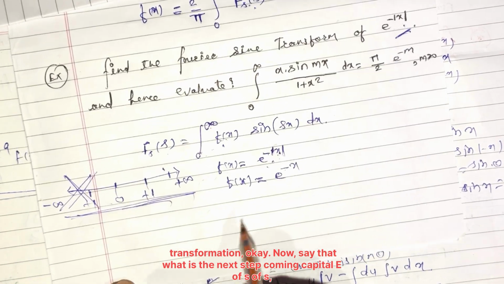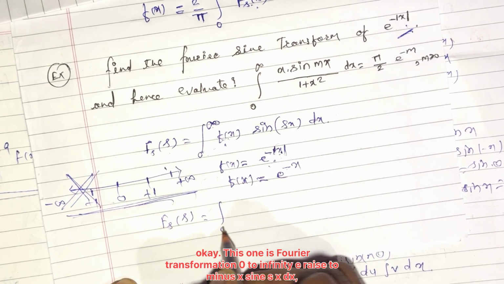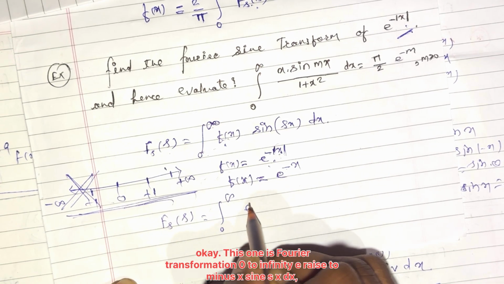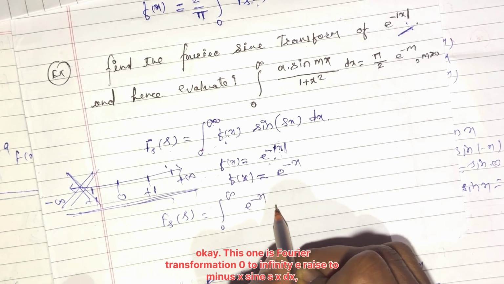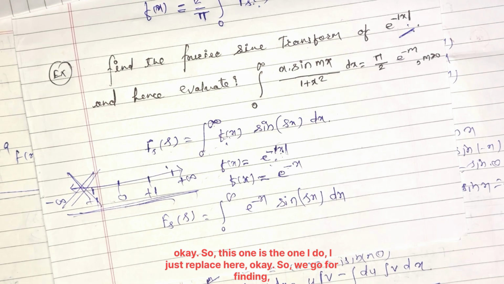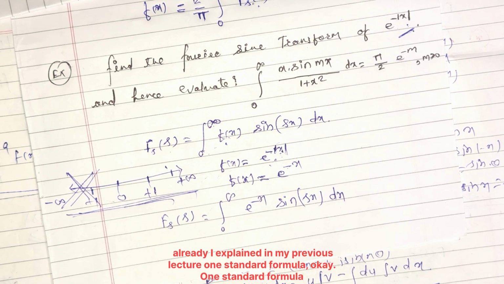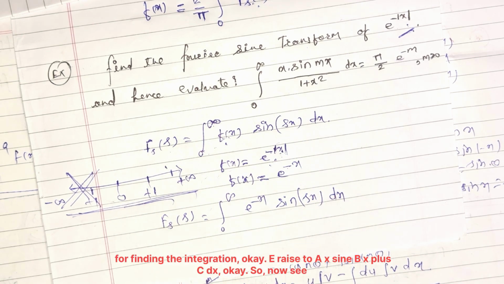Now see what the next step is. Capital F s of s, this Fourier transformation, equals the integral from 0 to infinity of e raised to minus x sine sx dx. This is the value I just replaced here. So we go for finding the integration from 0 to infinity of e raised to minus x sine sx dx. Already I explained in my previous lecture one standard formula for finding this integration.